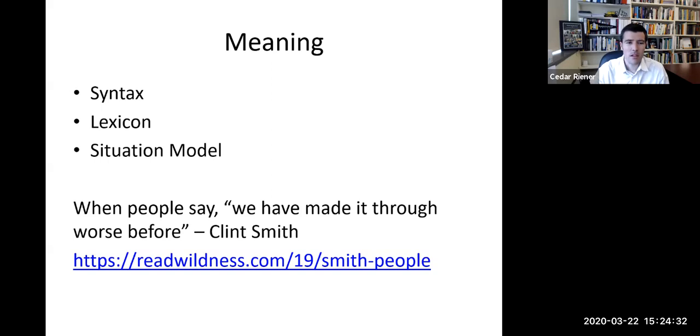And I'm going to define these and give an example by a poem I read recently by Clint Smith. It was from last year, and the poem is entitled, When People Say We Have Made It Through Worse Before. You can see the link there, and I'm going to close the slideshow, and then I'll read the poem, and then I'll come back and discuss it. If you want to pause it here, you can also read the poem yourself from the link.